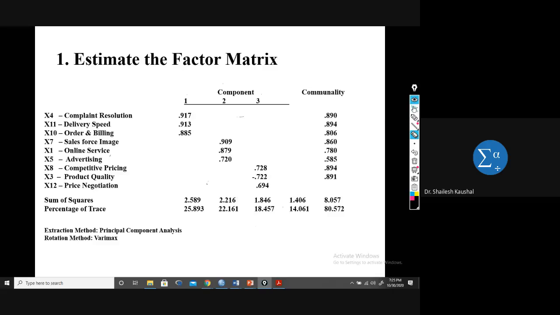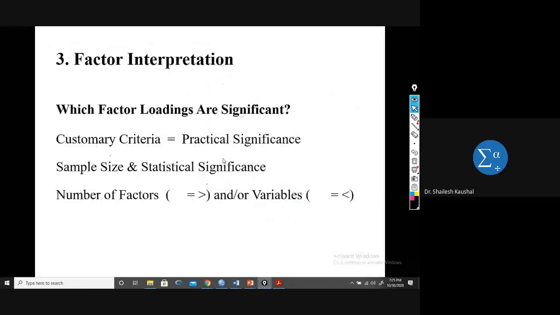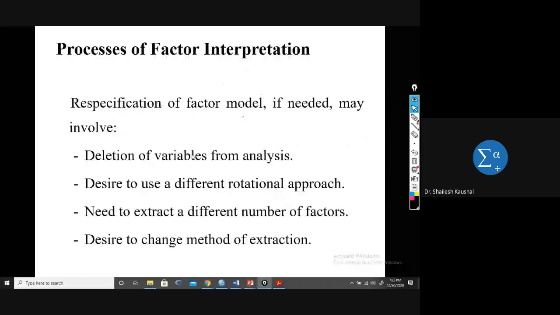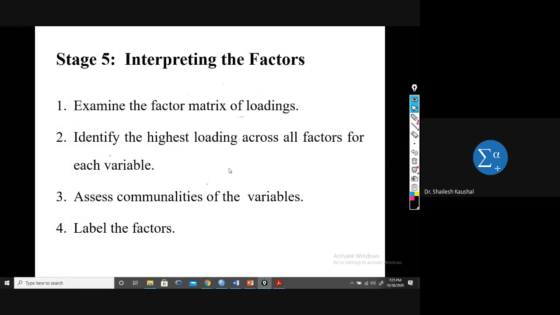After that, this is about the case study and re-specifying the model. If we think that some questions are not desirable for our study, or the factor loading is low, then we delete them, and we can add some items or questions for conducting the factor analysis. So I am taking a case study to show how to perform the exploratory factor analysis, and then I will explain the output of the exploratory factor analysis.